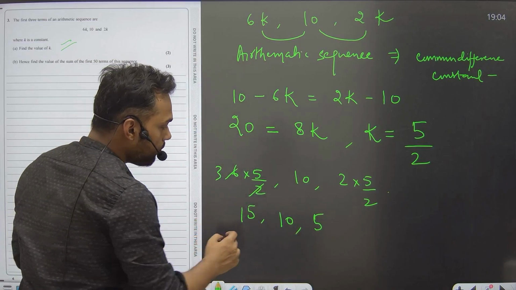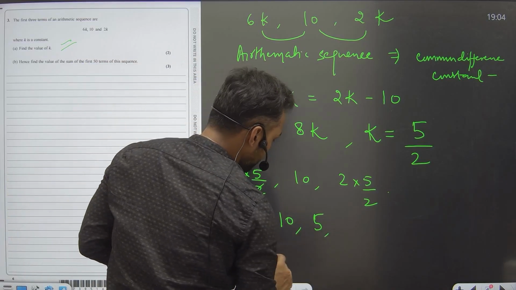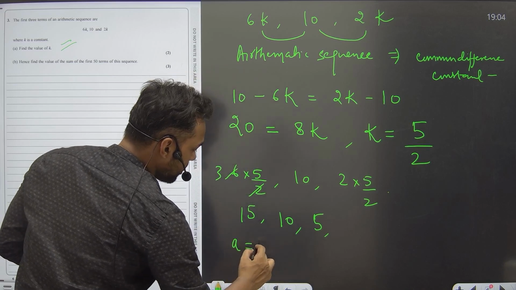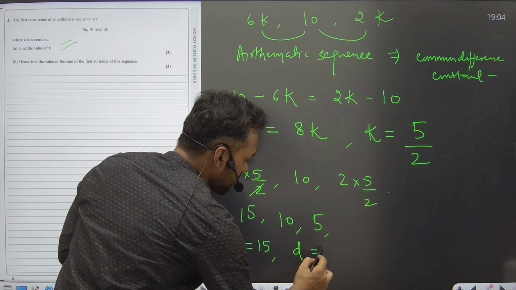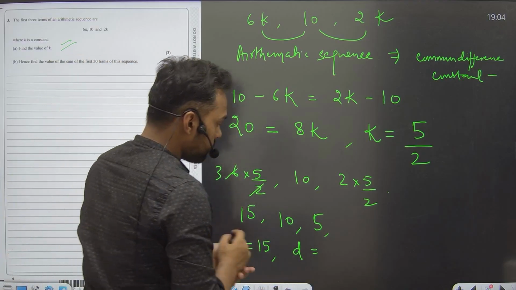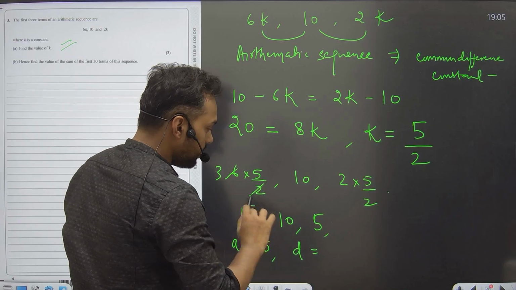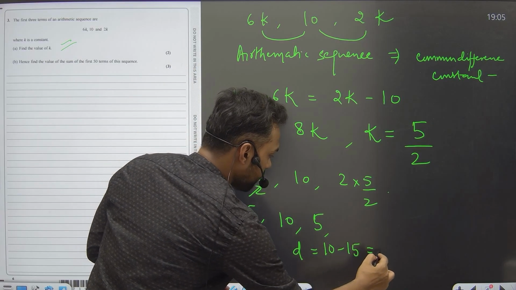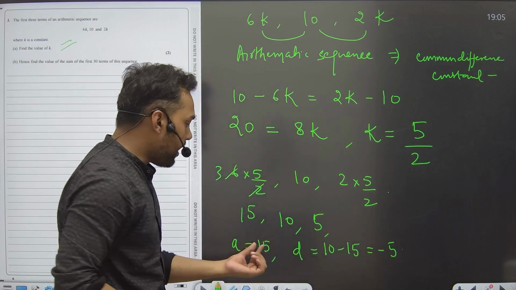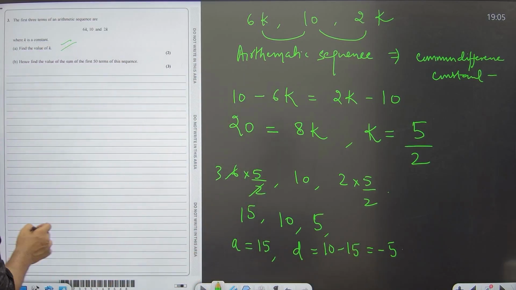So from here we can say what the first term in this particular sequence is, student. The first term is given by a, that is 15. For calculating the difference, we need to subtract consecutive terms, the second term and the first term. So it will be 10 minus 15, that will give you negative 5. So we have the value of the first term and the common difference d.